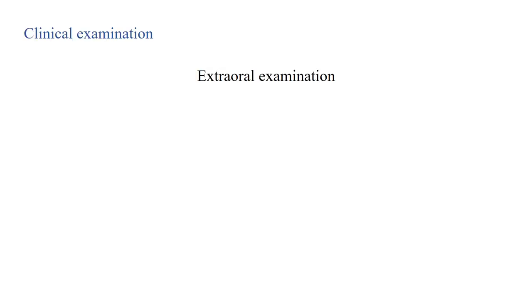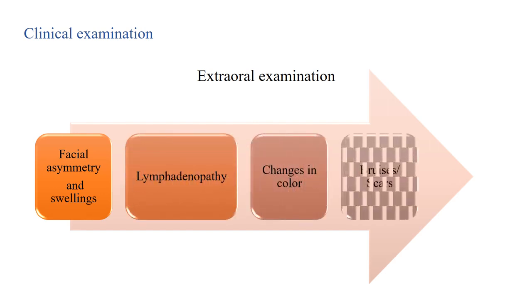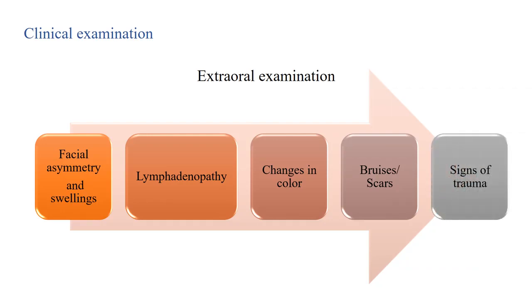Coming to the extraoral examination, it should follow a sequential step. So, we examine the patient extraorally and look for any facial asymmetry and swellings. If there is asymmetry and a swelling on a particular side, it can very well give you an indication of an abscess, lymphadenopathy, changes in color in that area, bruises or scars, or signs of trauma can tell you what could have been the cause of this dental pain, which could be because of trauma or infection.